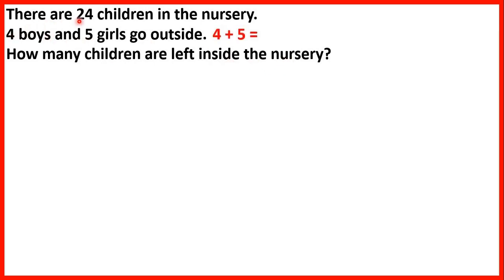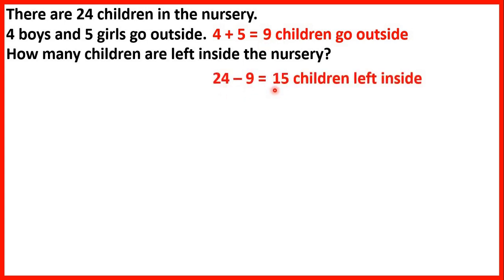So if 4 boys and 5 girls go outside, that's 9 children going outside altogether, because 4 plus 5 is 9. So if there were 24 children and 9 went outside, we can work out 24 minus 9, and that tells us that 15 children are left inside the nursery, because if 15 are inside and 9 are outside, that's 24 children altogether.